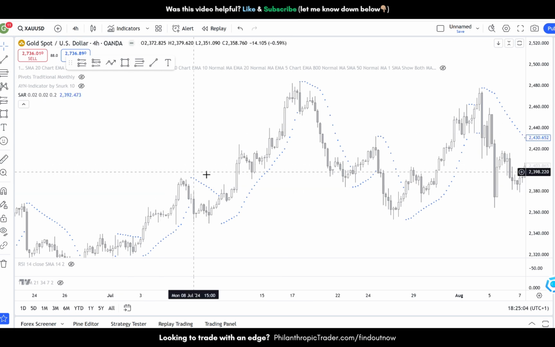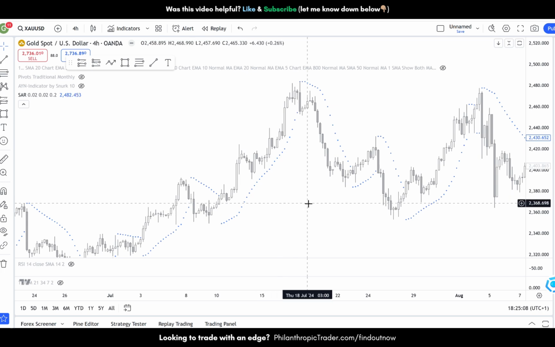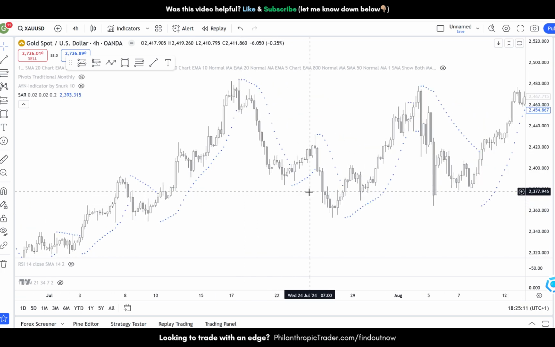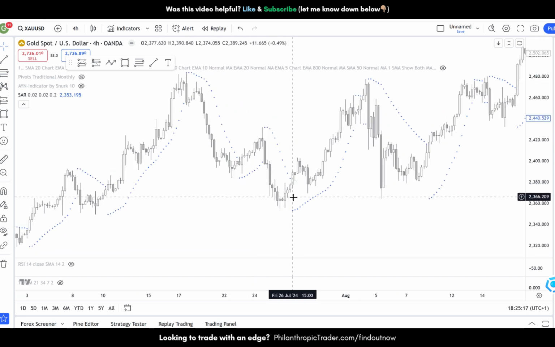So yeah, the parabolic stop and reverse indicator is one of the indicators I used when I started trading, and yeah, it's really for beginners. It's quite handy, quite useful to use.